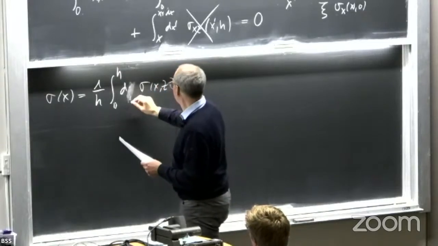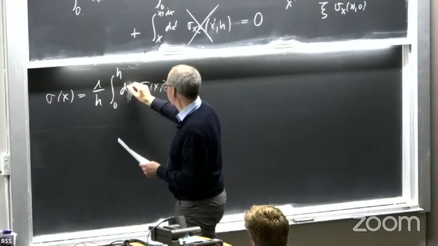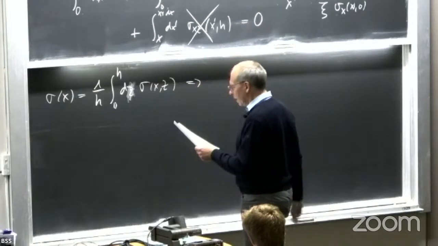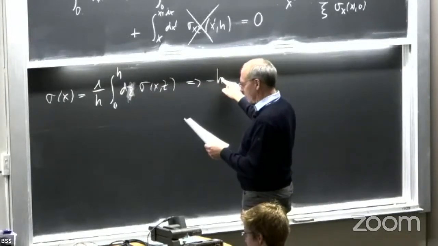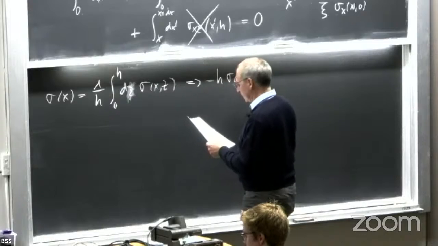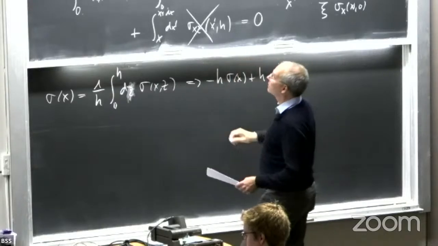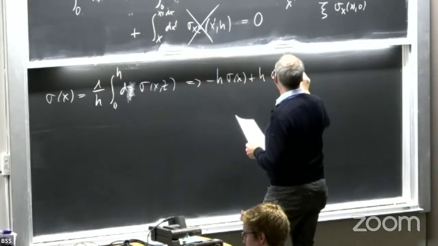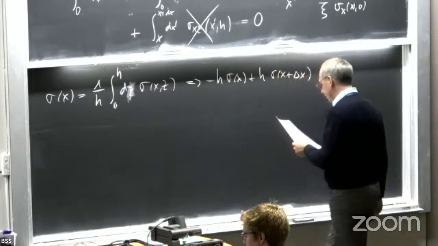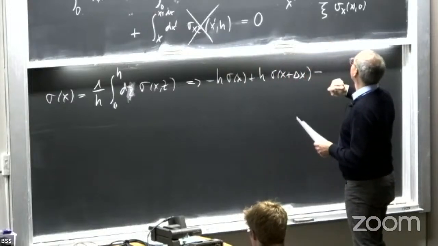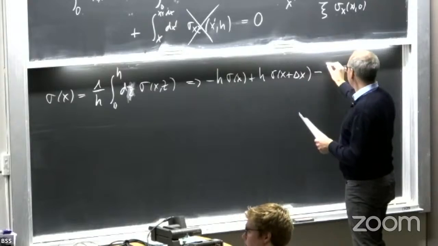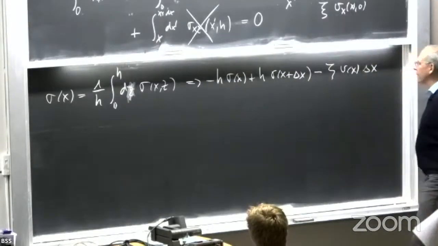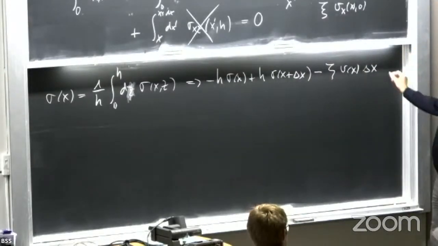Sorry, this is over, yeah, that's correct. Okay, this is the height average stress. And then the first term would be just the height with a minus sign times sigma at x. This is this integral, then this would be sigma at x plus dx. From here, we get the averaged velocity at position x times the thickness dx. And this should be 0.